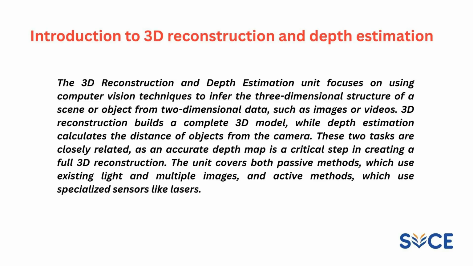We will explore two main approaches. The first is the passive method, which relies on regular images and lighting, and the active method, which uses special sensors like lasers or depth cameras. By the end of this unit, you will see how machines turn ordinary photos into a 3D world.